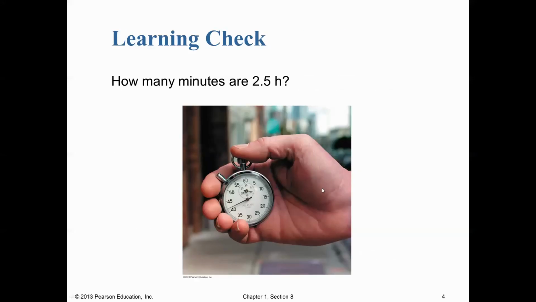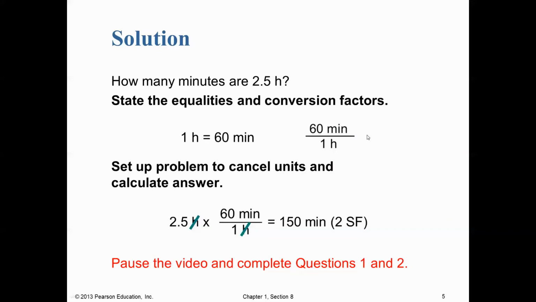In another problem right here, we're asked how many minutes are in 2.5 hours. So we're going to use our equality that compares the relationship between hours and minutes. So 1 hour equals 60 minutes. And so we can turn that into the conversion factor, 60 minutes per 1 hour. And so the hours go on the bottom, so we're trying to cancel the hours right here. So 2.5 hours times 60 divided by 1 gives us a value of 150 minutes.